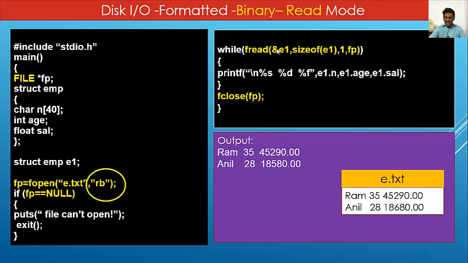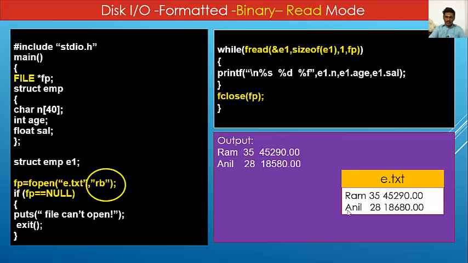Now it reads the record, because we already stored 2 records. First it reads a record from fp and stores it into e1. What is the record in the file? Ram 35 45290 is stored into e1. Then it displays e1.n and e1.s, displaying values like Ram 35 45290. Then the loop continues. It again reads the next record. The next record is available in the file. It is read and stored into e1, overwriting the previous values.